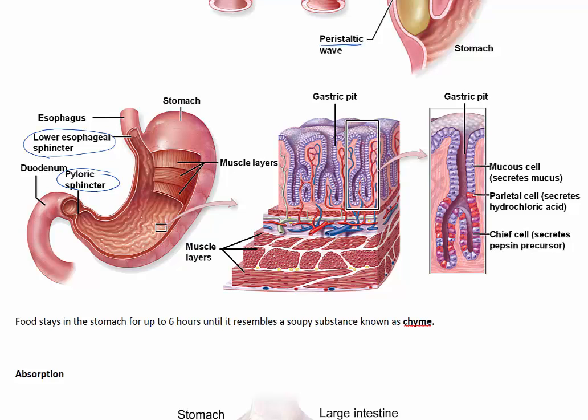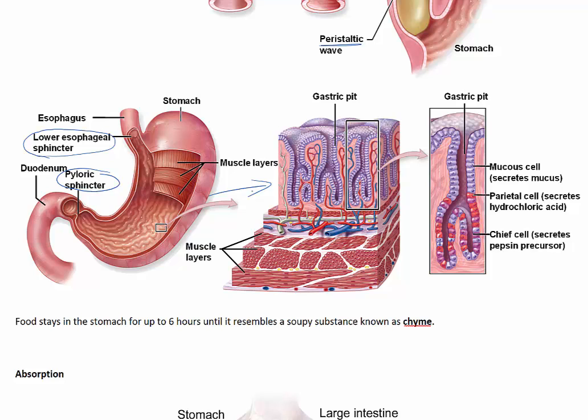When food first enters the stomach, it stimulates the secretion of gastric juice from cells lining the stomach wall. And gastric juice is a mixture of water, mucus, salts, hydrochloric acid, and enzymes. The presence of hydrochloric acid makes the pH of the stomach around 2 to 3, which is really acidic, but it's the optimum pH for digestive enzymes in the stomach to operate.